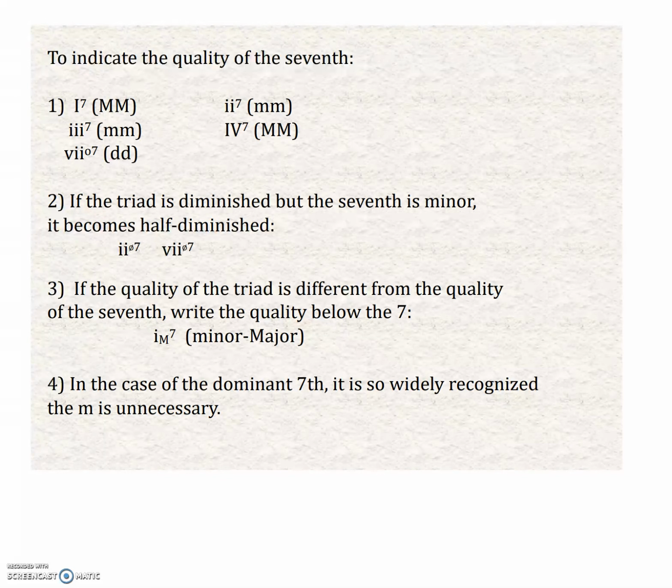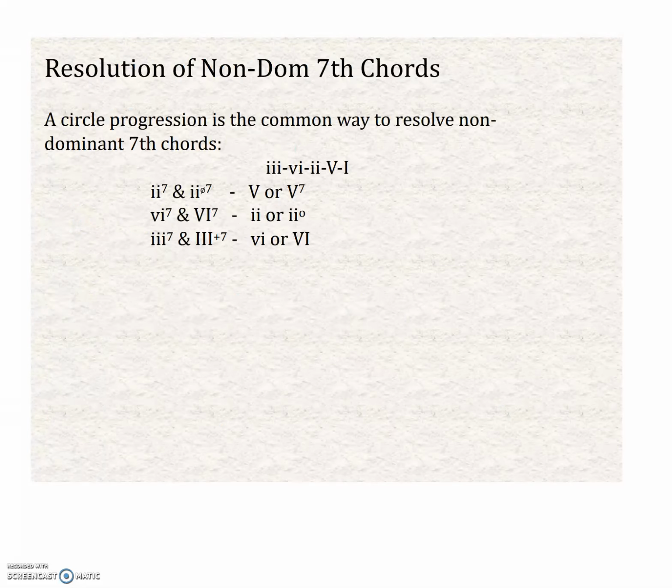If the triad is diminished, but the seventh is minor, of course, it's half diminished. That happens in 2-7 in minor, 7-7 in major. Occasionally, the quality of the triad is different from the quality of the seventh. So if you were to have a minor, major seventh chord, again, this is not very common, you would have to designate the quality of the seventh next to it. In the case of the dominant seventh, it is so widely recognized that you know that it's major minor that the minor is unnecessary.